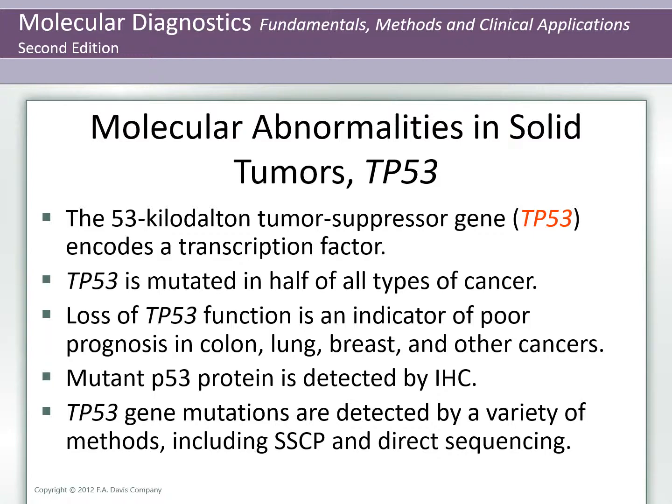This gene is mutated in half of all types of cancer. Loss of the TP53 function is an indicator of poor prognosis in colon, lung, breast, and other cancers. Mutations in the p53 protein can be detected by immunohistochemistry testing. The TP53 gene mutation itself can be detected by a variety of methods, including SSCP and direct sequencing.